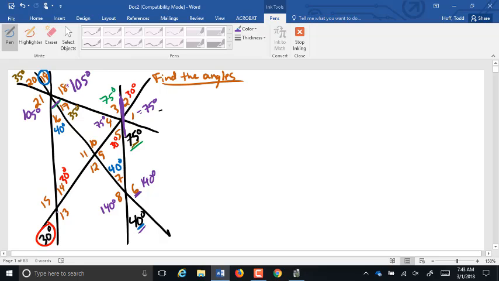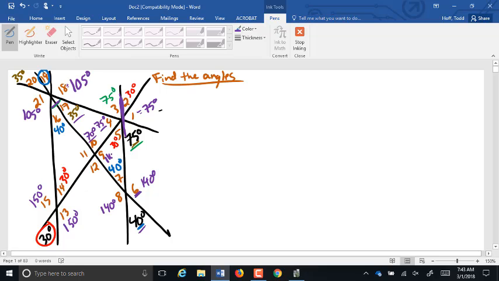We can find 13 and 15 rather easily. They have to be 150. Now that we have those, I can find 10 here pretty quickly. 10 has to be 70 degrees, because those 3 are the angles of a triangle, so they have to add up to 180.